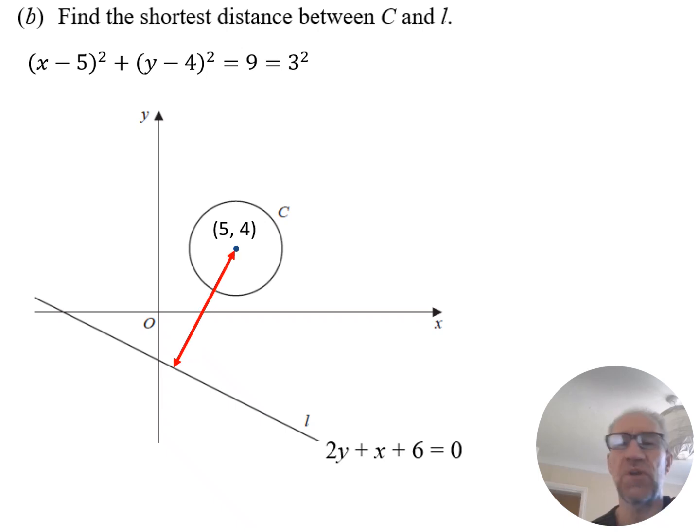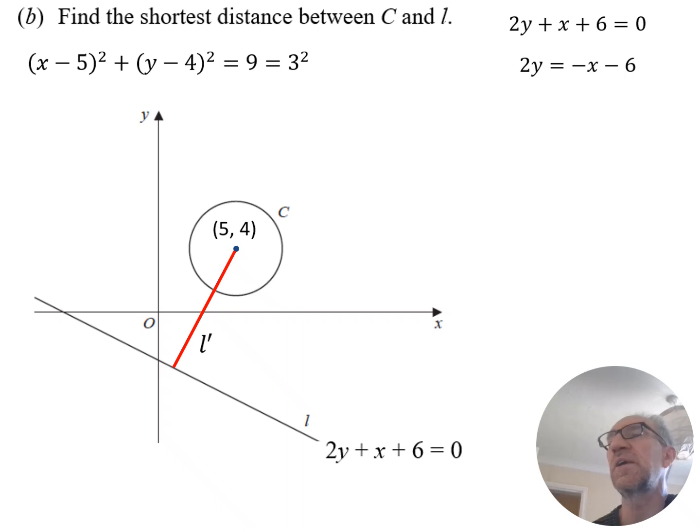What I'm going to do is find the distance between the centre of the circle and the line, and then subtract the radius. I could find out where this line hits the circle and find out what this distance is, but I'm just going to find this distance and then take off the radius. I want to call that line L dash, and the line L is that one.